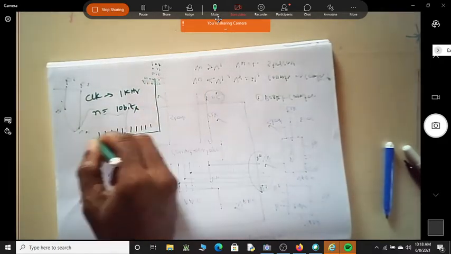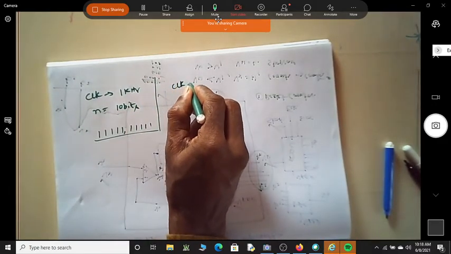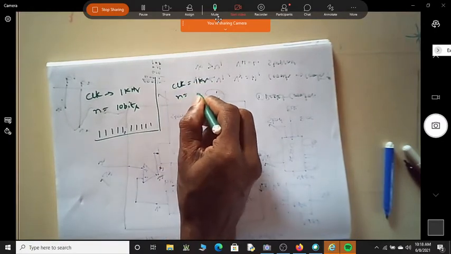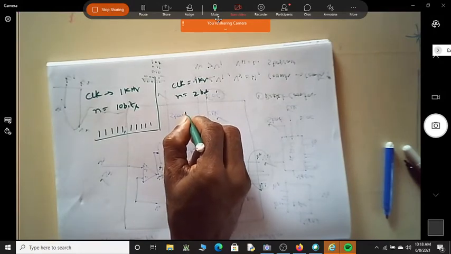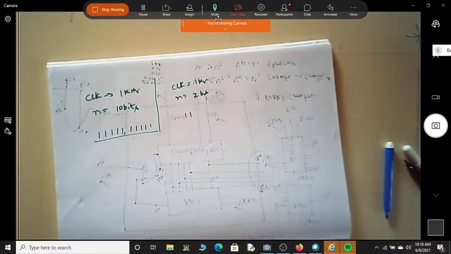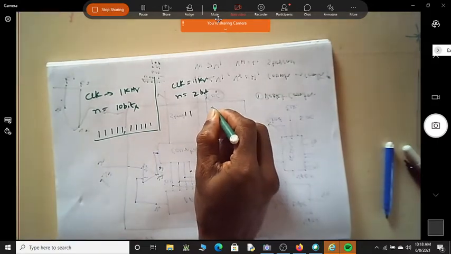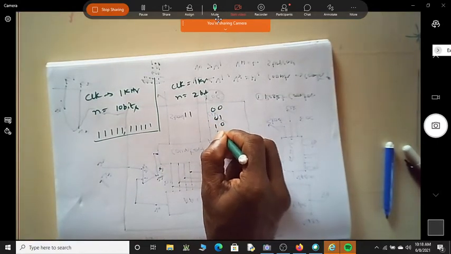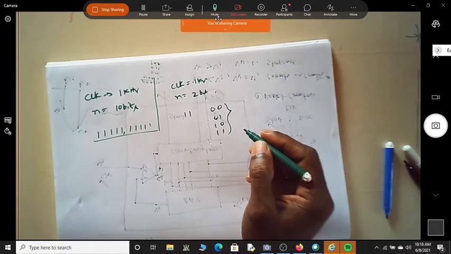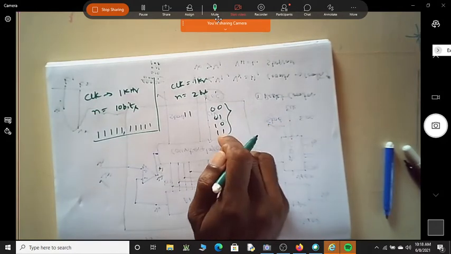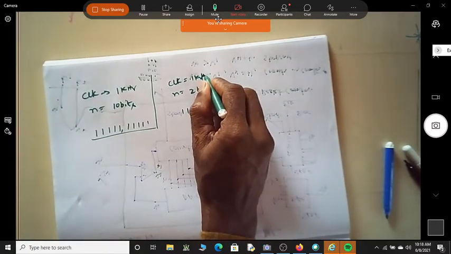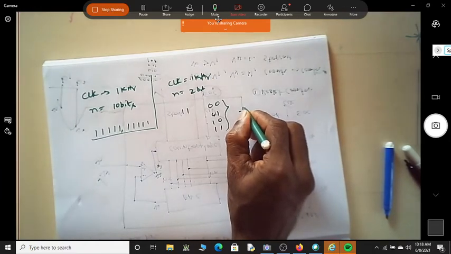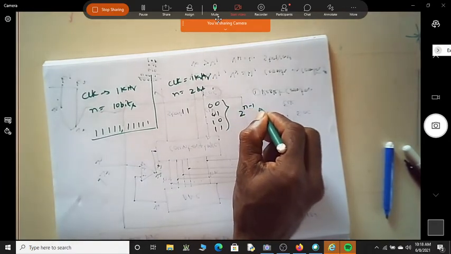Okay, let us not take it as this much. So let us take clock is equal to 1 kilohertz. If n is equal to 2 bits, how much time do you require to get this 11? Because it is first 00, 01, 10, 11. How much time is required when you get this 11? Do you require 2 power n minus 1 clock cycles?